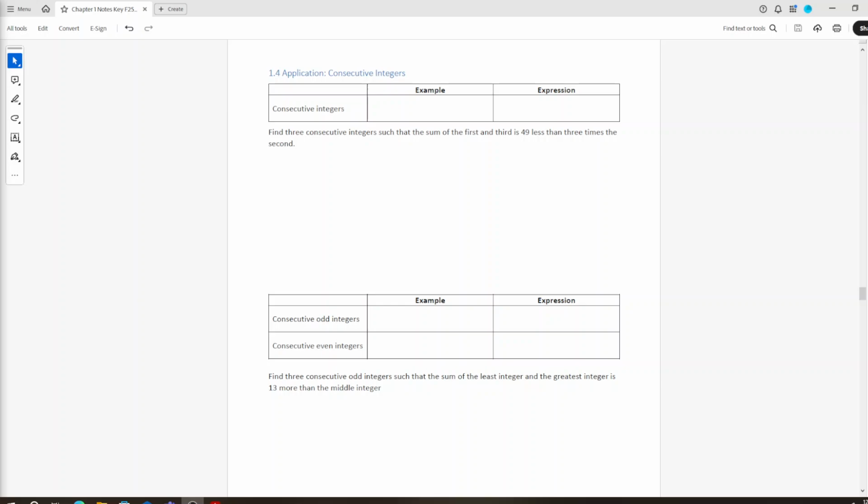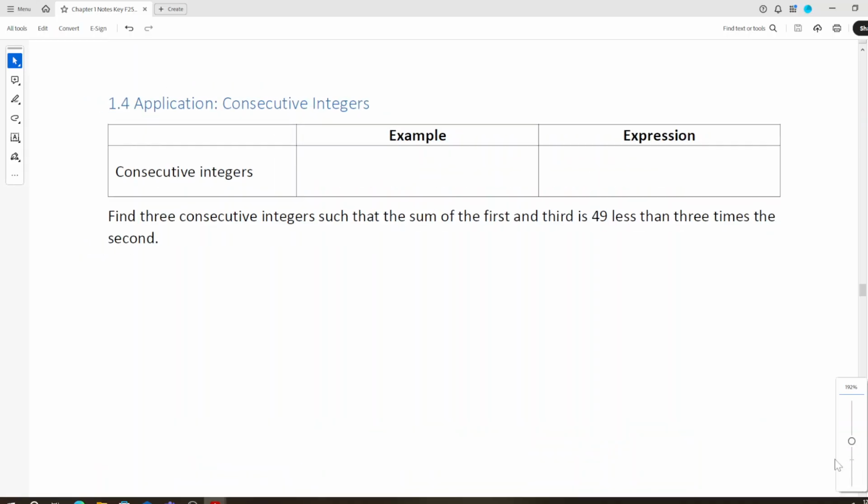Okay, so now we're moving on to our third and final type of application for a linear equation in one variable. These ones are going to be about consecutive integers. So you've had total questions, angle questions, and now consecutive integer questions. The first thing we should do is define what a consecutive integer is.